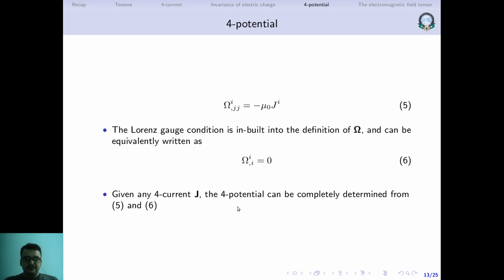So given any 4-current J, that is, if you give me the components of small j and you give me rho, so if you know j and rho, you can determine the potential completely from these two equations, equations 5 and 6. Solving these two equations, you can completely find out the potential.